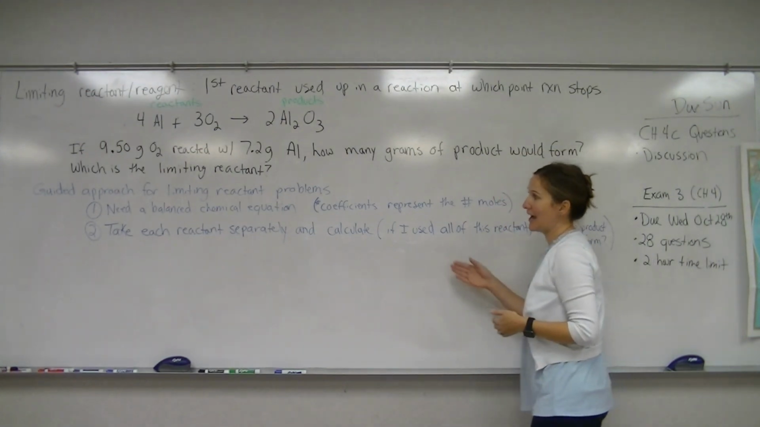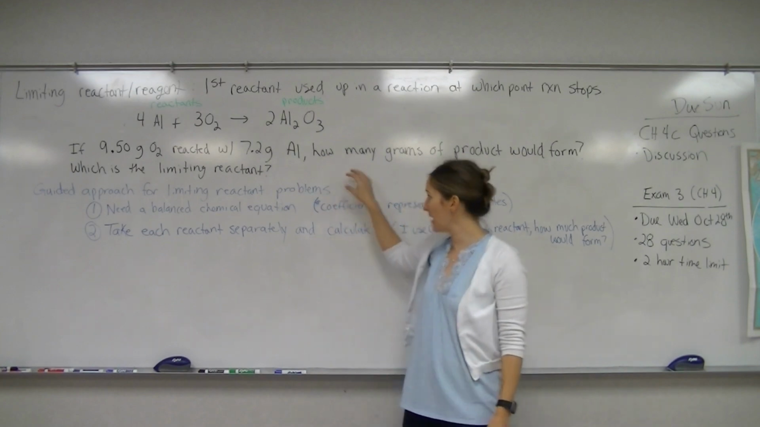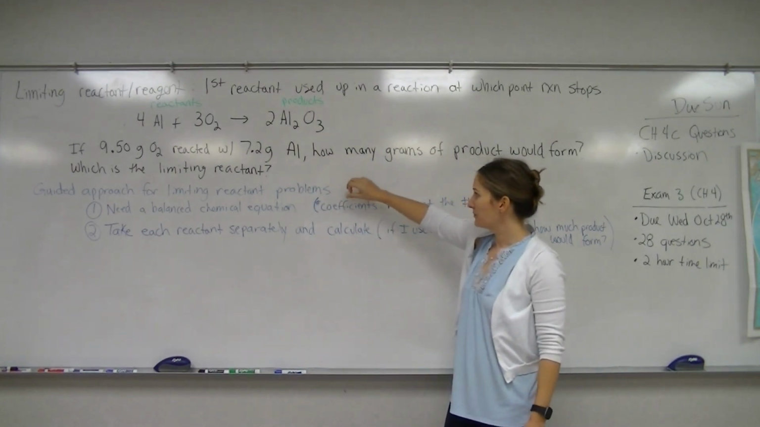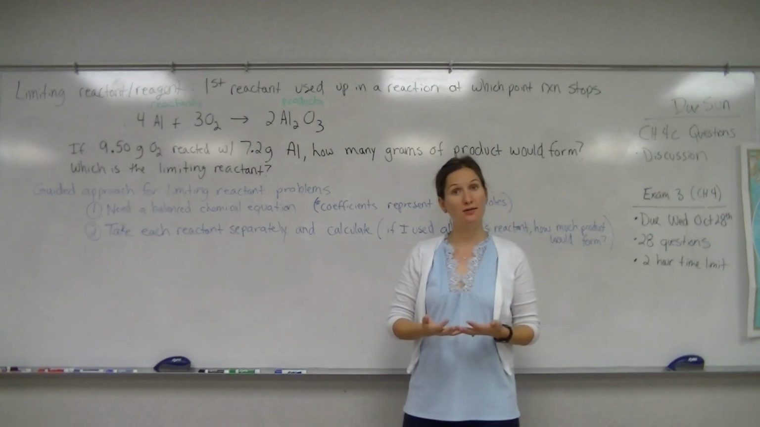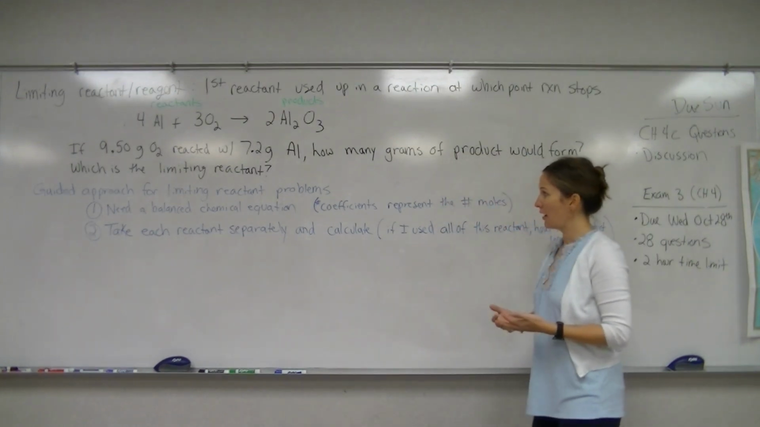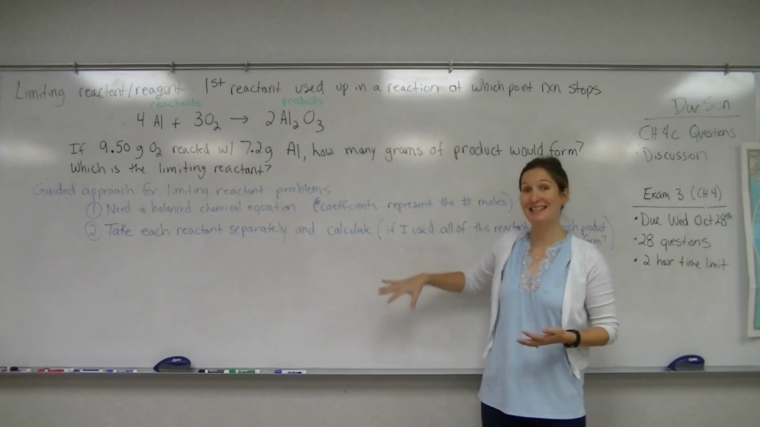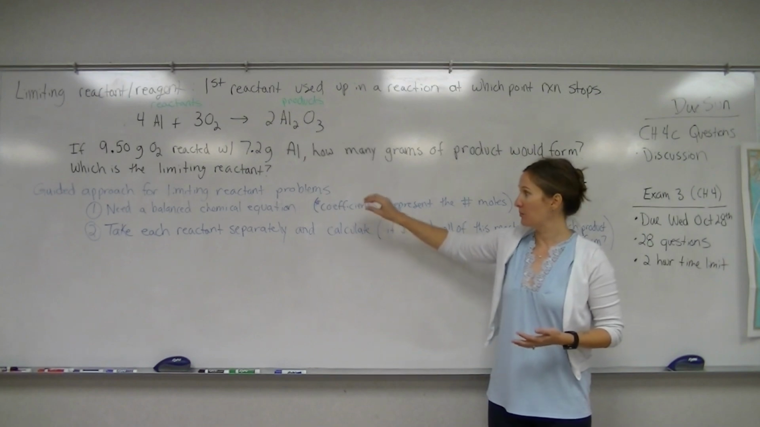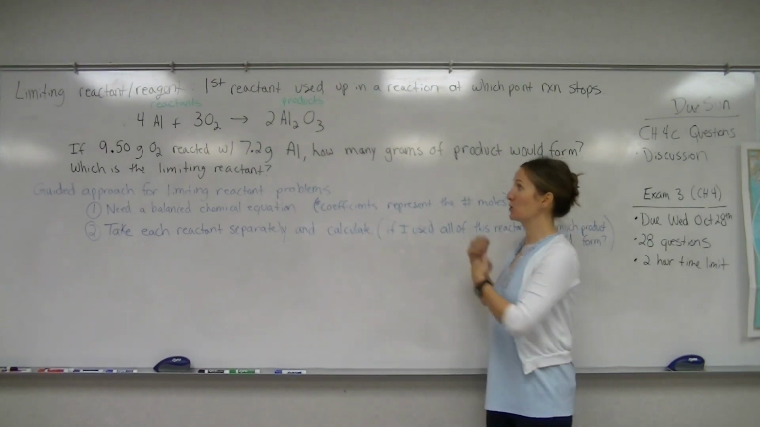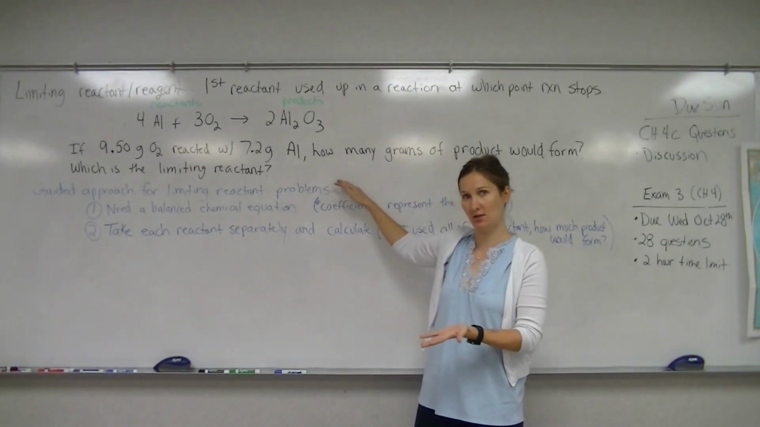Here's a guided approach for limiting reactant problems. I've had some feedback from students that with all of these problems, it gets confusing where to start. So I'm going to give you a systematic way to approach these problems that you can apply to any limiting reactant problem. You might want to write this guided approach down, so that when you're given a limiting reactant problem, you can go back and say, okay, where do I start?